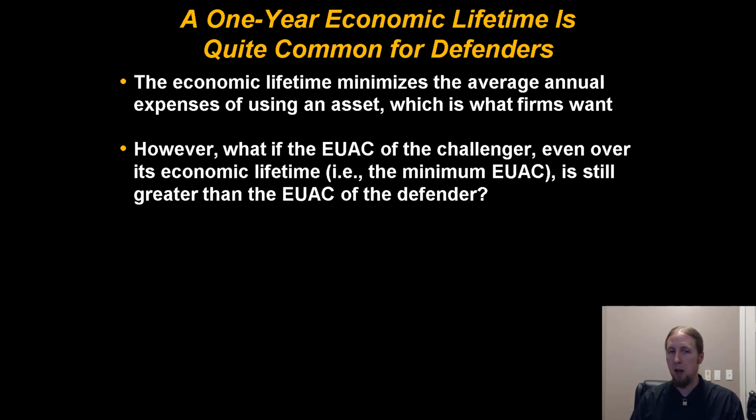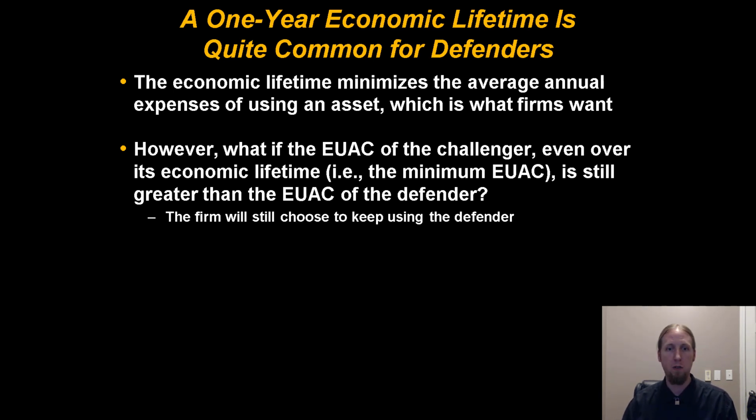So when we're thinking about challengers, we want to know what's the EUAC of the challenger over its economic lifetime. And that's what we want to compare to the EUAC, or the total marginal cost of the defender. If the EUAC of the challenger is still greater than the EUAC of the defender at any point in the future, then we wouldn't change to the challenger, because we're trying to minimize the average annual expenses over our entire planning horizon.